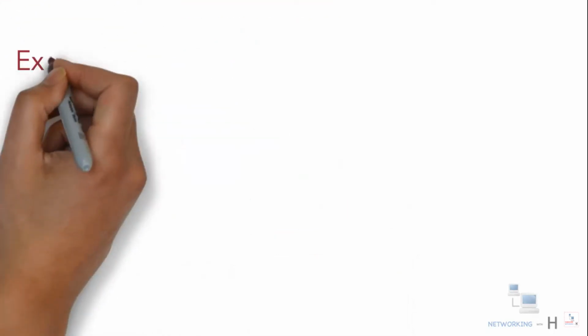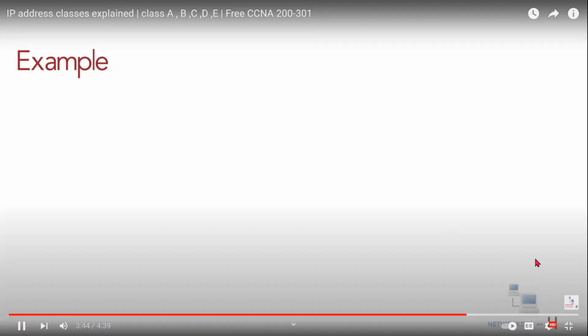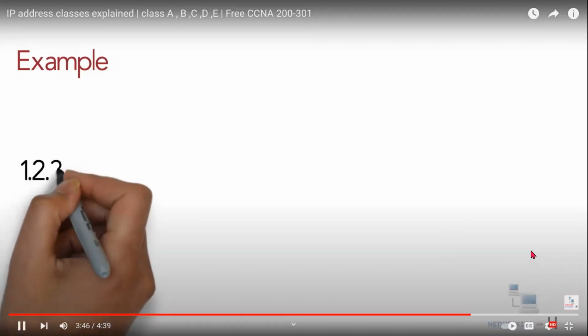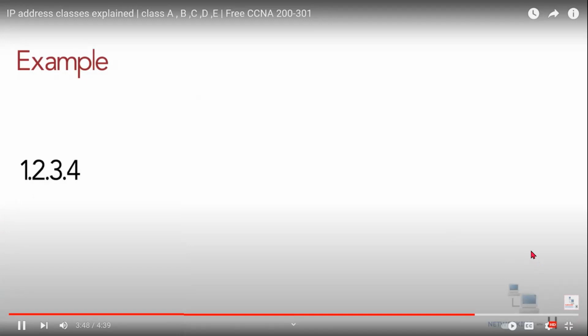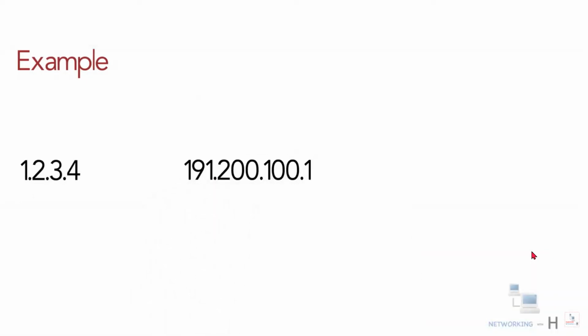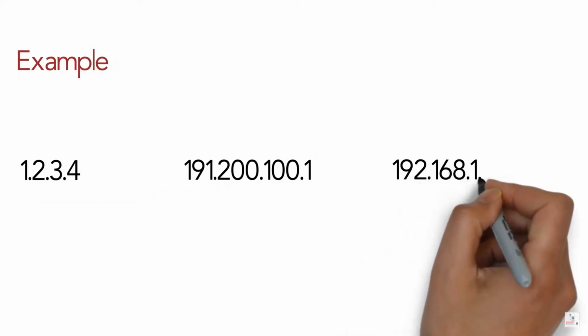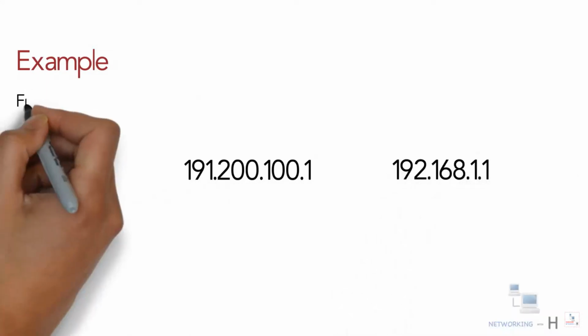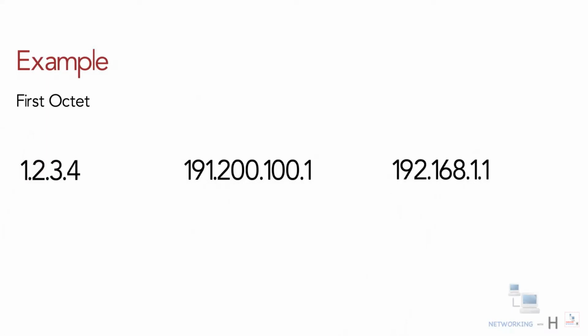Let's use an example to find the class of three different IP addresses: 1.2.3.4, 191.200.100.1, 192.168.1.1. To find the class of an IP address, simply pay attention to the first octet.